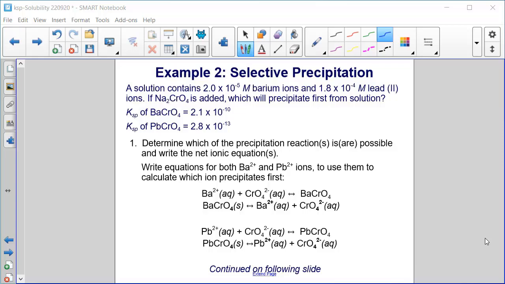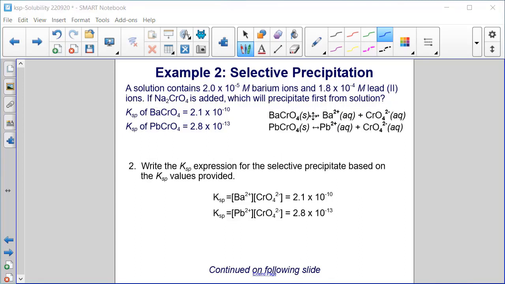All right, so the first step is to determine which of the precipitation reactions is or are possible and write the net ionic equations. So we're going to write equations for both the barium ions and the lead ions precipitating with the chromate from the added sodium chromate. Okay, so here's the barium chromate, both the precipitation and dissociation, and the lead chromate, precipitation and dissociation reactions. We'll use these to determine which ion precipitates first.